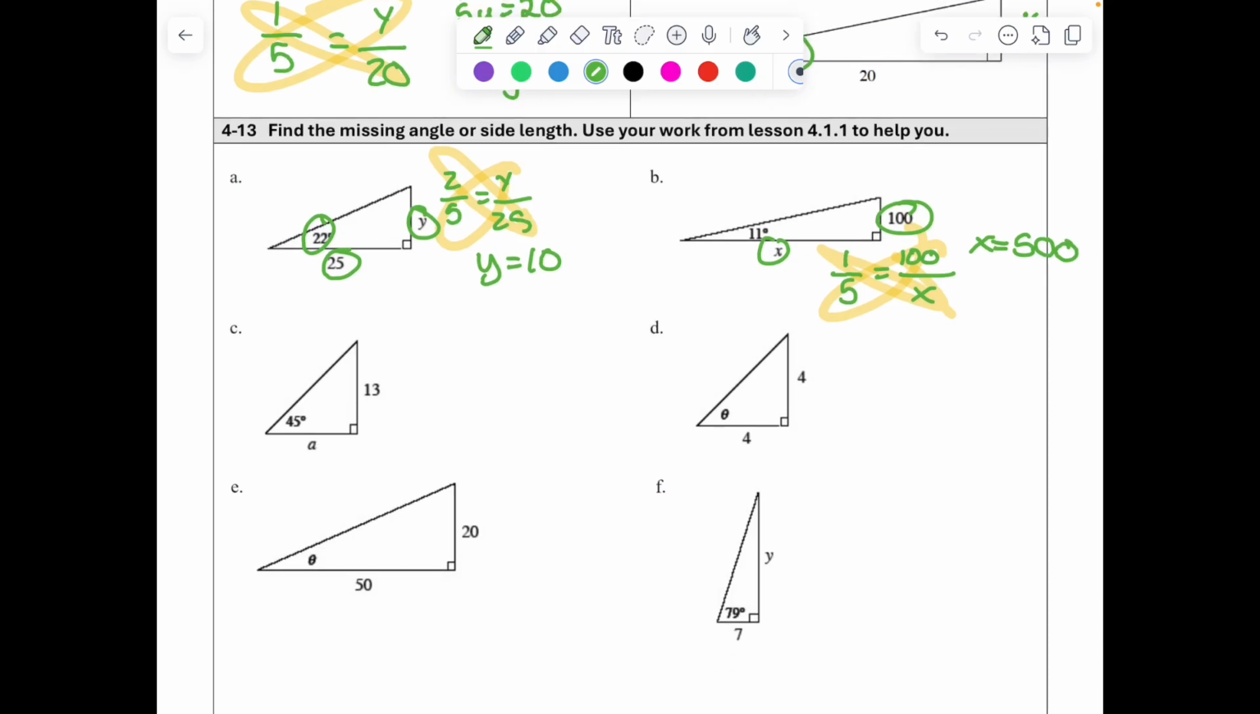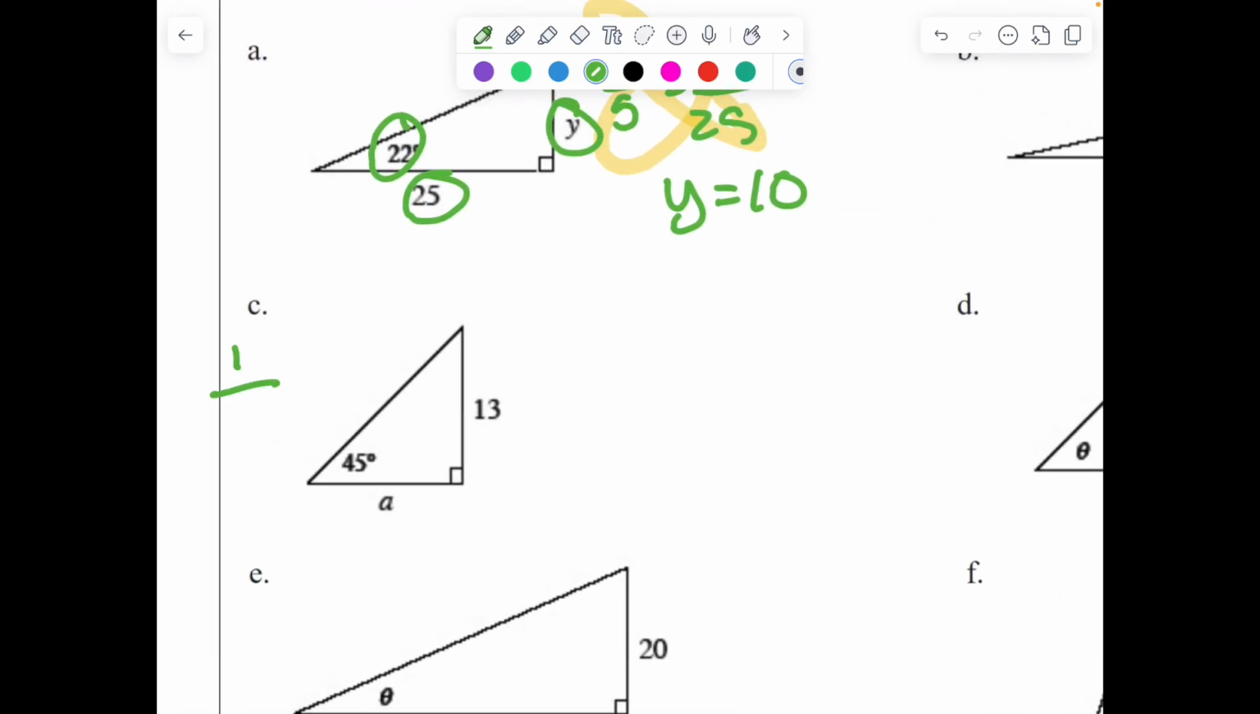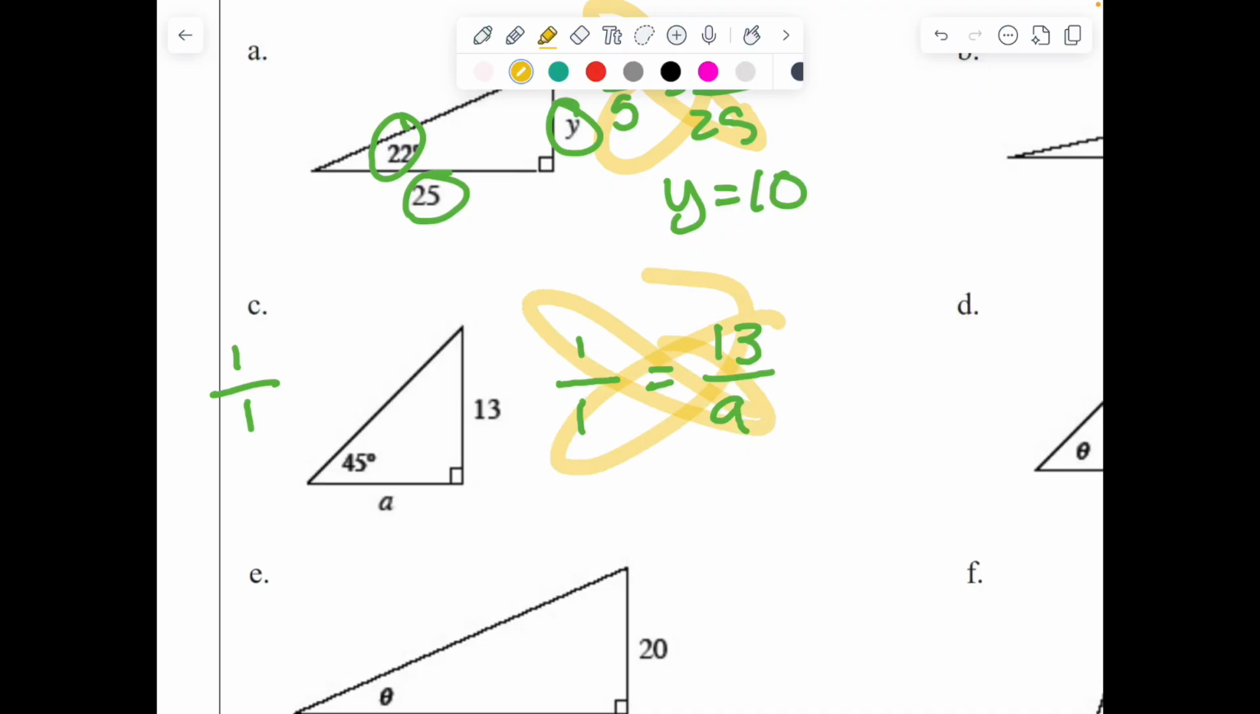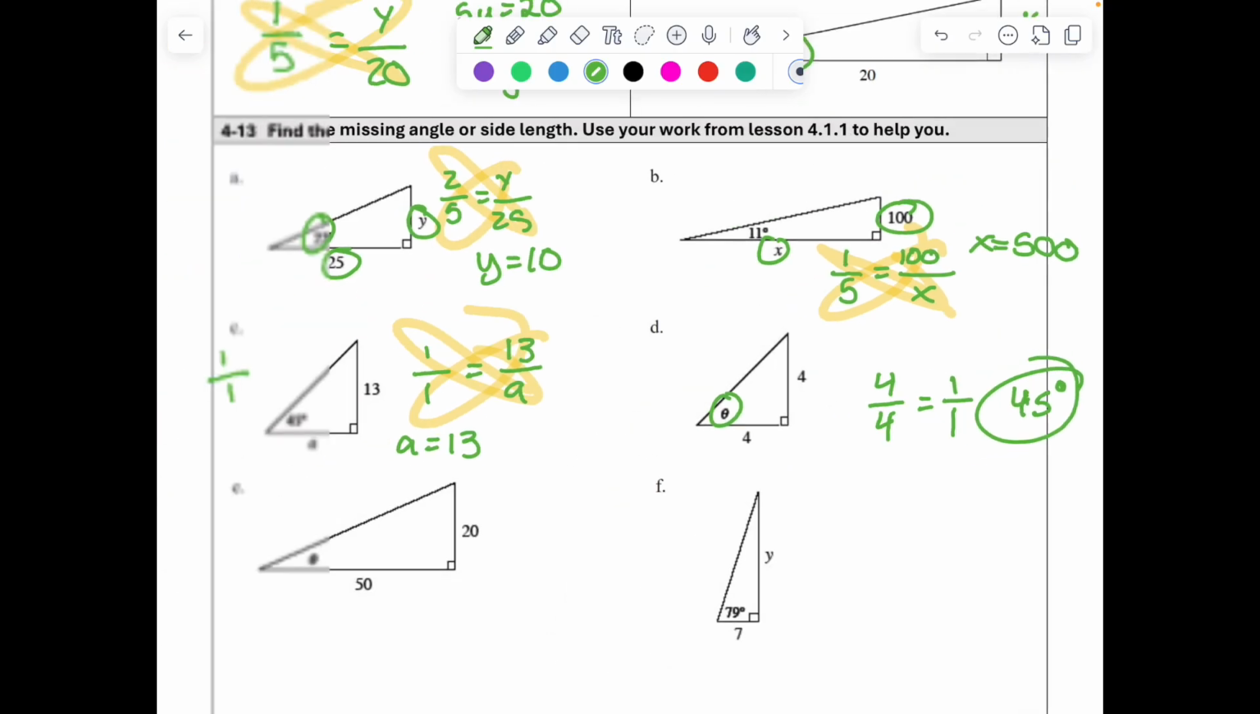45-degree angle, we should talk about this one. A 45-degree angle, we'll add this to our toolkit. That's a 1/1 ratio. So we can set 13 over a to 1/1, cross multiply. Obviously, a ends up being 13. This one, 4/4, this time we don't know what the angle is. 4/4 simplifies to 1/1. And we just learned that that was for a 45-degree slope triangle. So our angle here is 45 degrees.